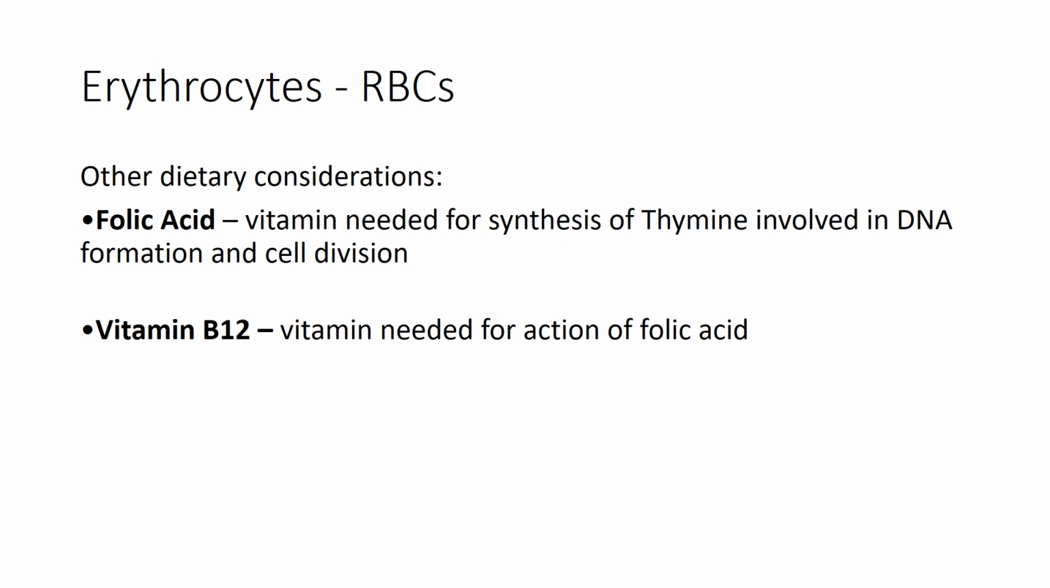Another one is vitamin B12, which is a vitamin needed for the action of folic acid. This one, however, is only found in animal products, and so vegetarians need to obtain this through external vitamin supplements so that we can have the production of red blood cells.